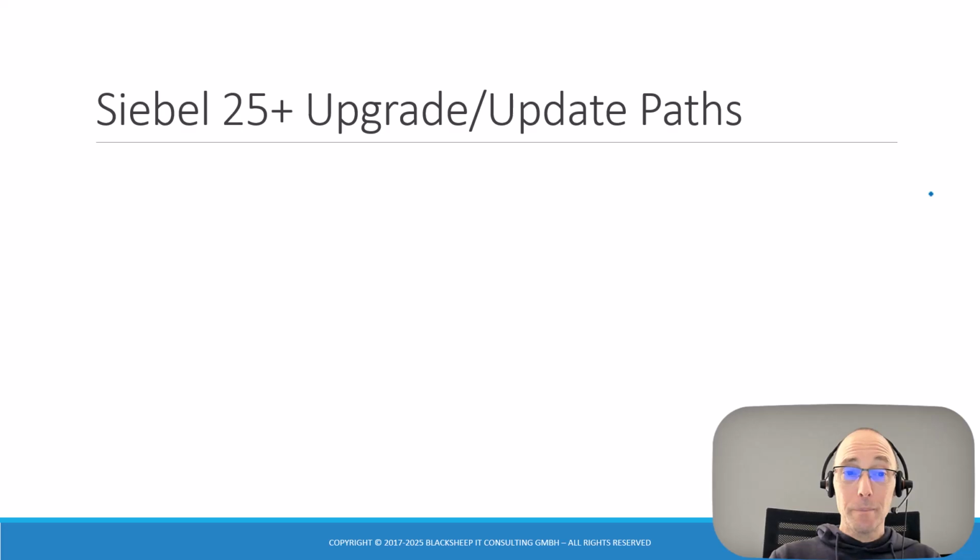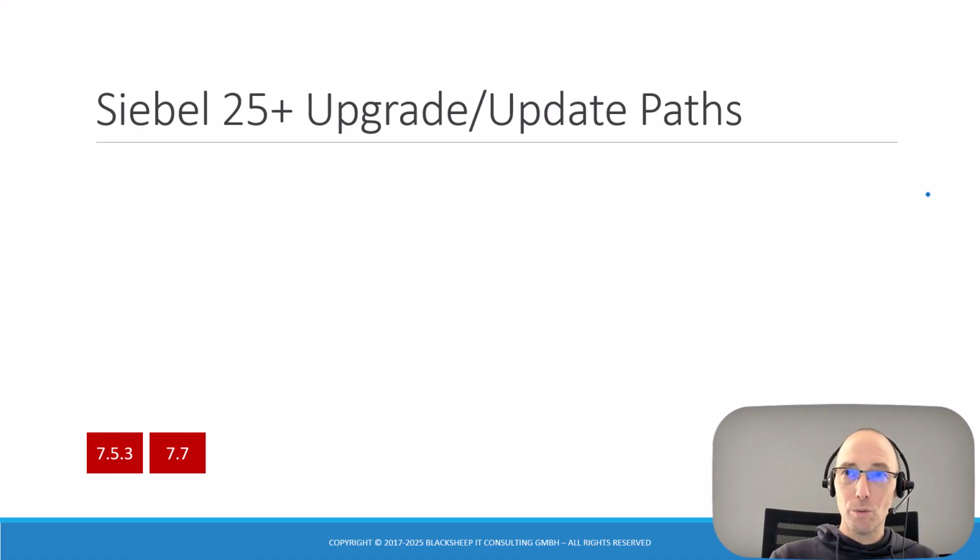And finally, how do you actually get to Siebel 25 or even Siebel 26? What are the upgrade and update paths? So you might have seen this diagrammed before, but let's take a fresh look at it with our knowledge from Siebel 25.12. The database upgrade guide still mentions 7.5.3 as the oldest officially supported version where you can update from.